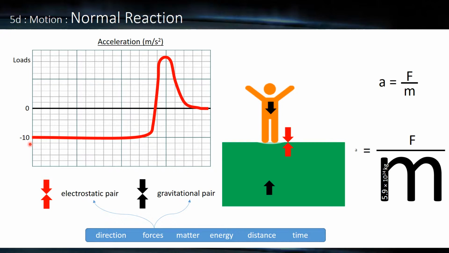Now here we have the graph of acceleration to try and visualize it in a different way. So to begin with, we have gravity accelerating the person downwards at a steady minus, indicating direction downwards, meters per second per second. As soon as we get the electrostatic force coming into play there, we have this very fast deceleration, and then after a while the forces balance again and we get no acceleration.